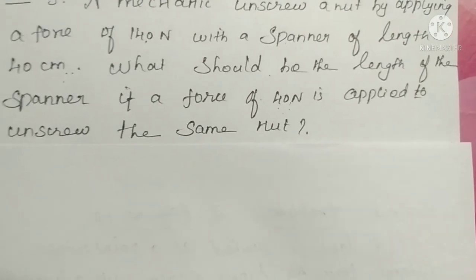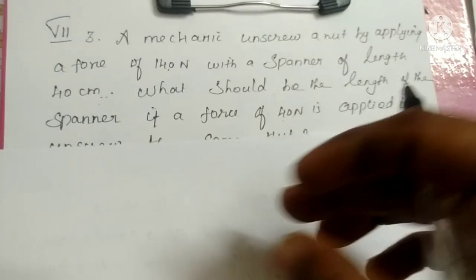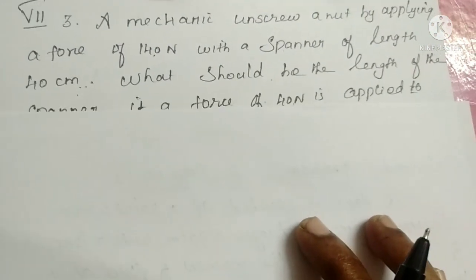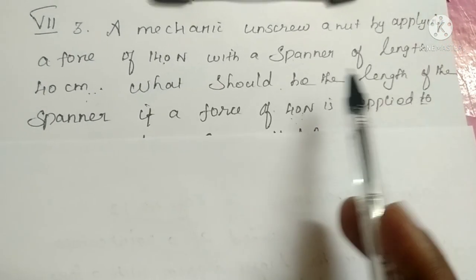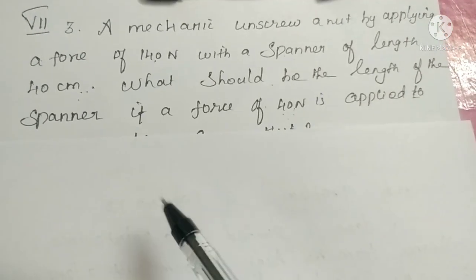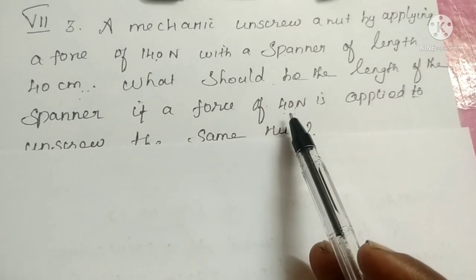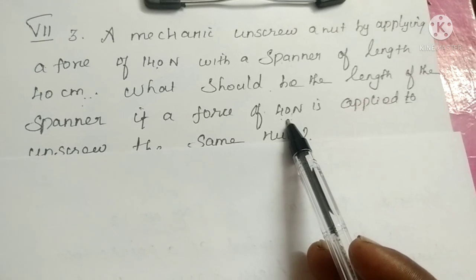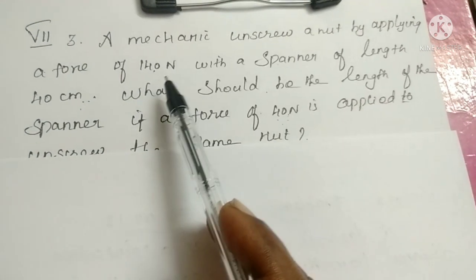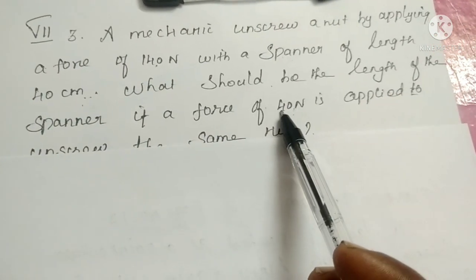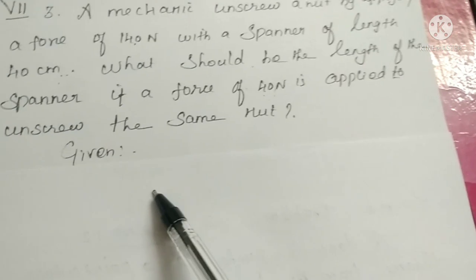140 Newton. First force given is 140 Newton. And what is the length of the spanner given? 40 centimeter. Now, if the force applied is 40 Newton, what will be the length? First force 140, now only 40 Newton is applied, so what will be the length of the spanner, we are going to find.